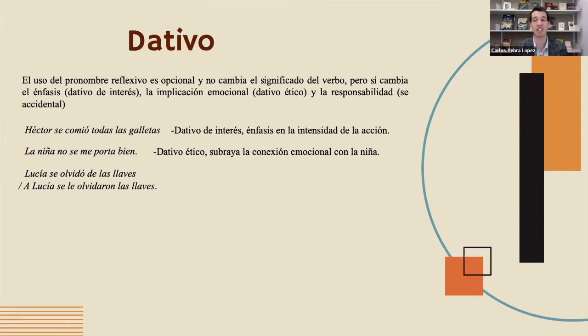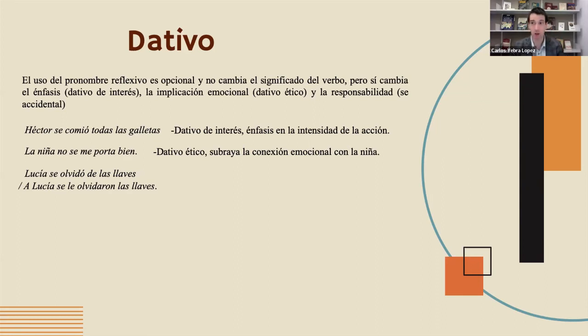So she's not really the subject of that action, but the recipient, the victim of having forgotten the keys. And we can express this even more clearly when we change the sentence into "A Lucía se le olvidaron las llaves," meaning to her, this accident happened, the accident of forgetting the keys. So that's why we speak of se accidental.